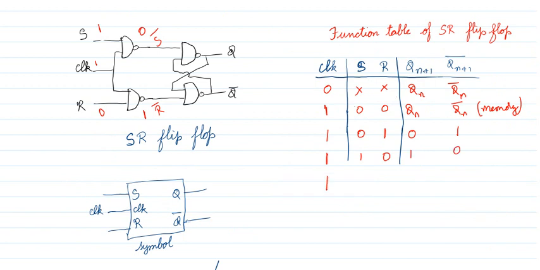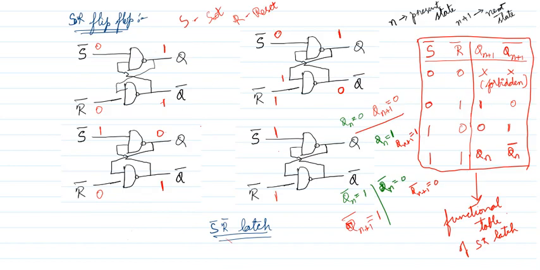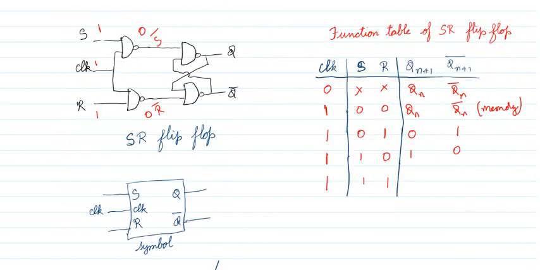Let us go to the last one. Both are 1, 1. I'm going to change this R. When both the inputs are 1 1, the output is 0. In S bar R bar, when both the inputs are 0, 0, it is forbidden. We should not use that. Another name for forbidden is forbidden state, or you can say banned.